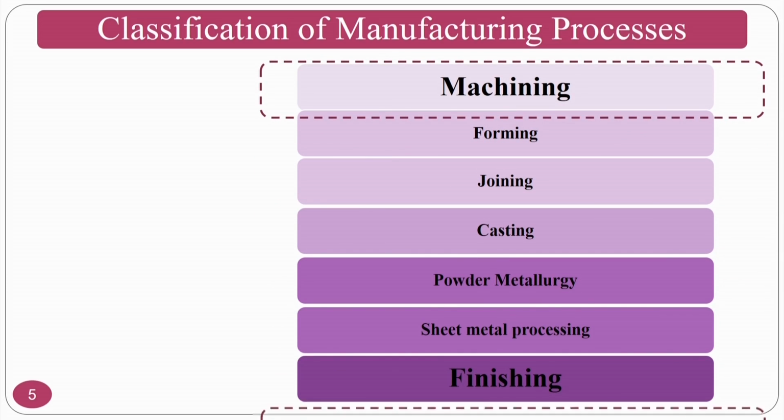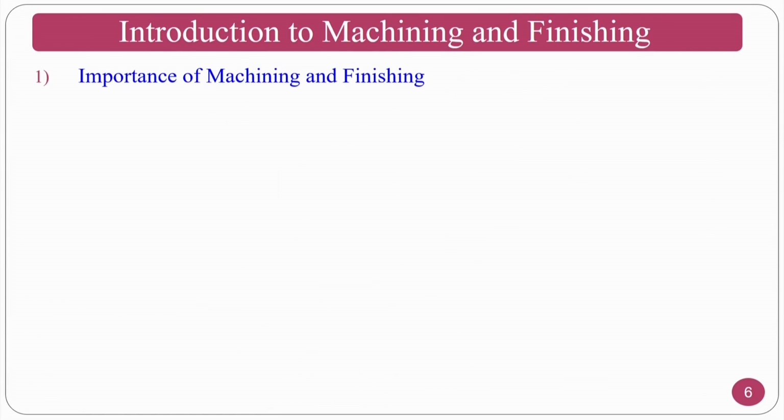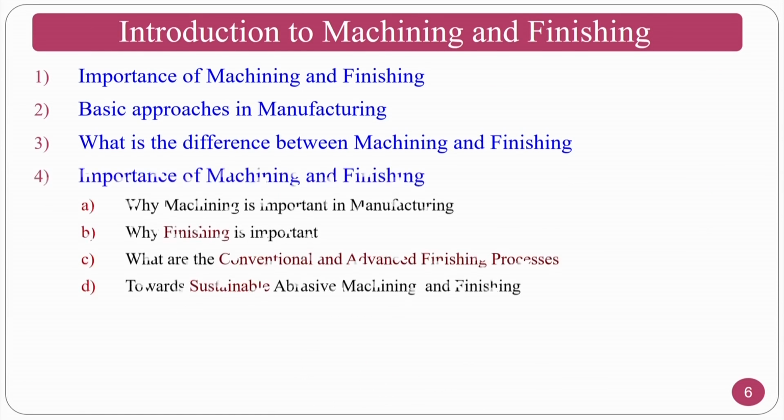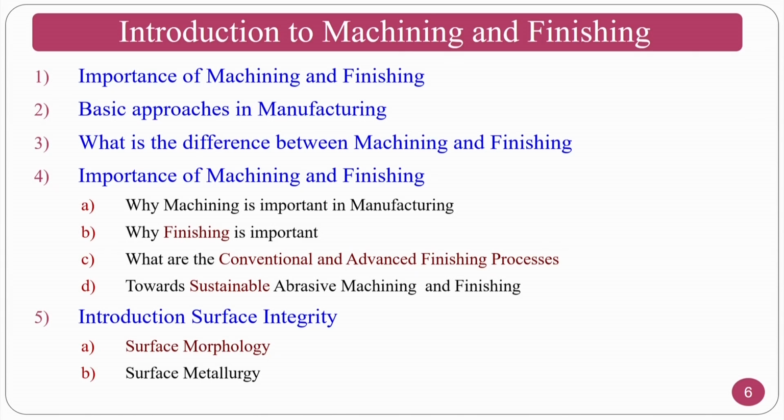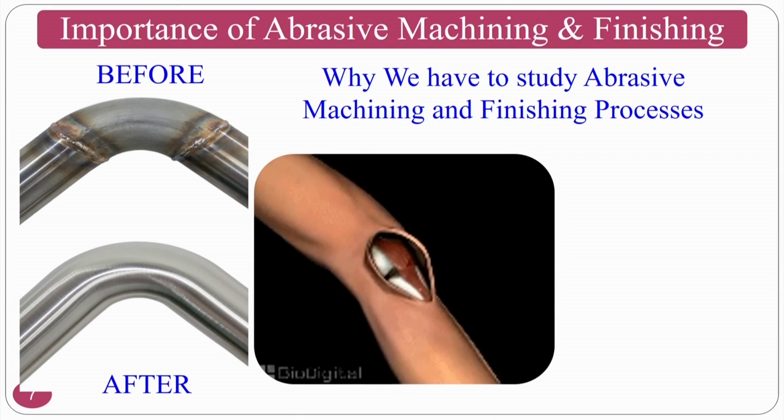Okay. So, as we have seen, these abrasive processes mostly come in the machining region as well as the finishing region. Okay. So, introduction to machining and finishing, importance of machining and finishing, basic principles of manufacturing and other things we have seen: why machining is important in manufacturing, why finishing is important in manufacturing. Conventional and abrasive finishing processes, what are the things that come under this umbrella, we have seen, and introduction to surface integrity, which deals with the surface morphology and surface metallurgy. These two combined are called surface integrity. Okay. This we have seen.